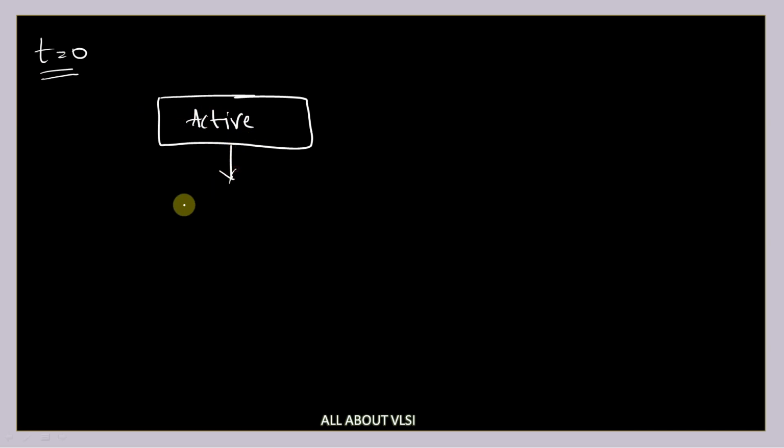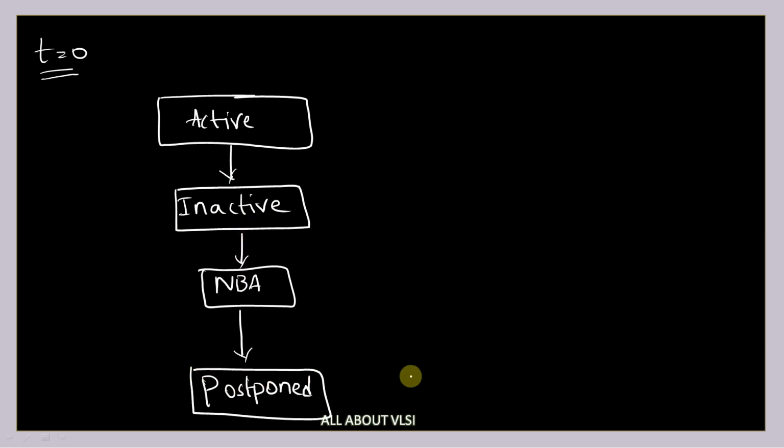So whenever our t is equal to 0, the compiler will go into an event list. Basically, we are going to have a few events. The first one is the active region, and the next one is the inactive region. This we are not supposed to use. This is not recommended, so we are not going to discuss it. Next is the NBA region, and after this we have time t is equal to 2.